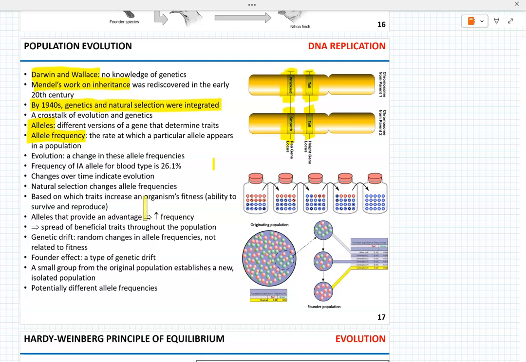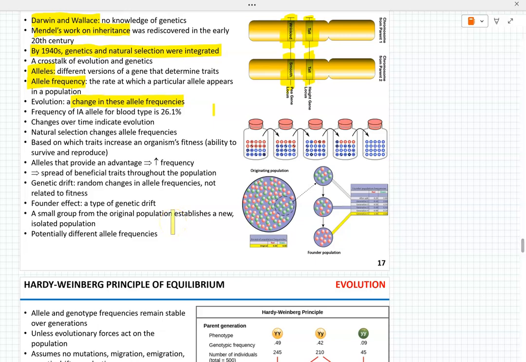Evolution is essentially driven by the changes in the frequencies of different alleles. For example, the allele IA for the blood type is present in 26.1% of the human population. When allele frequency changes over time, that indicates evolution.